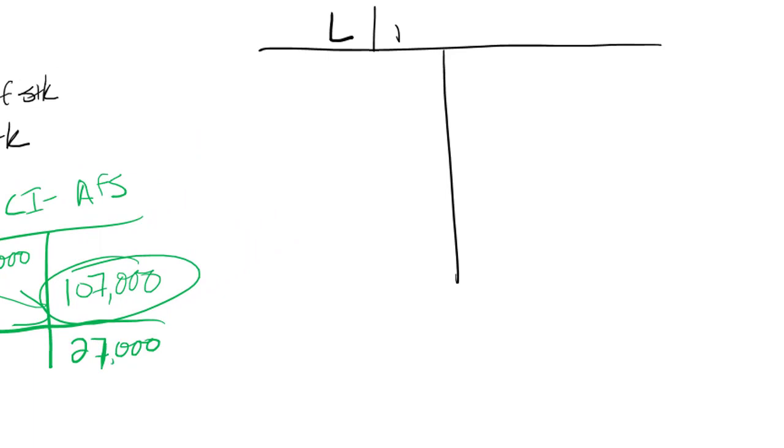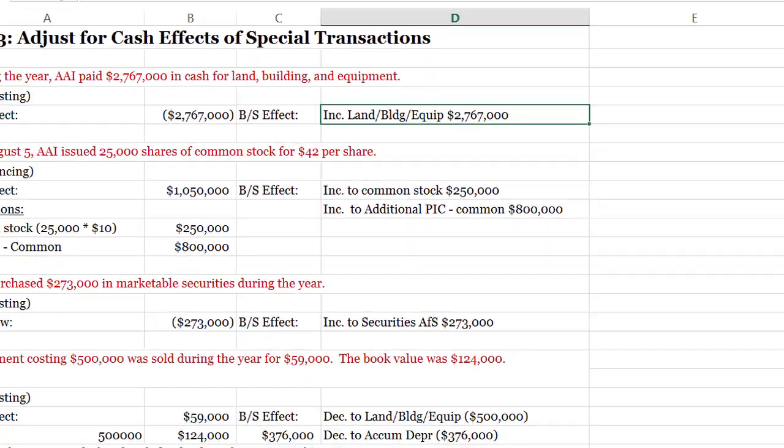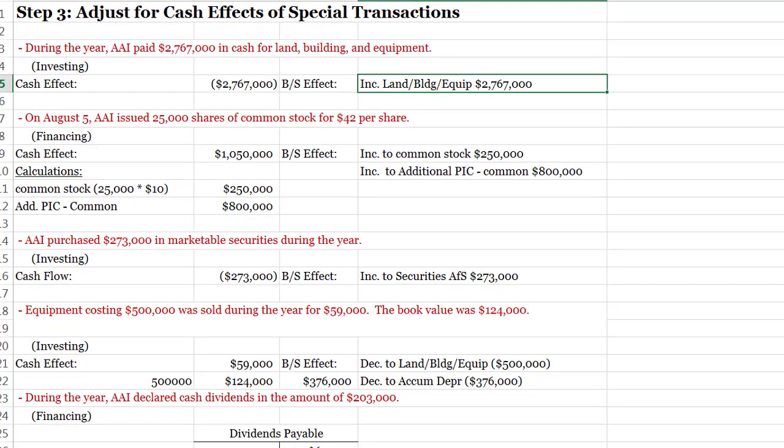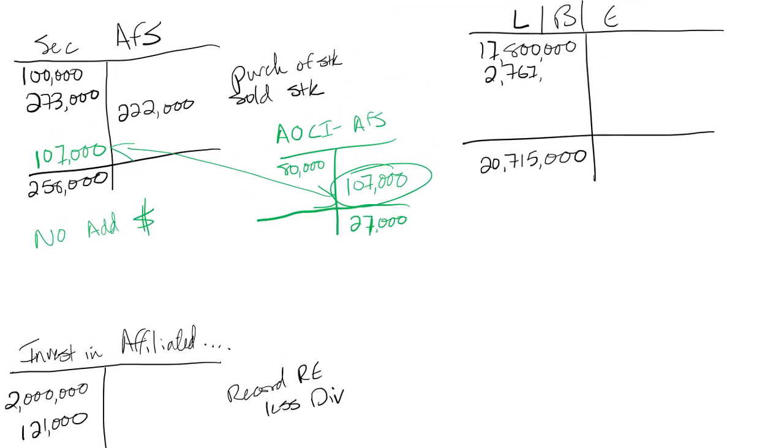So this is land, building, and equipment, and it started at 17,800,000 and it ended at 20,715,000. The next step is to go through step number 3 and just see what we've done to our land and building account. So there's an increase to land and building. Very first thing, we purchased $2,767,000 of PP&E. And this was a purchase.